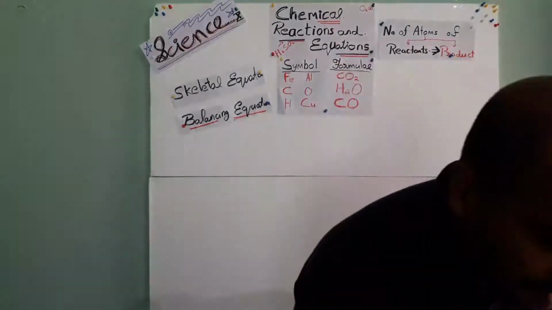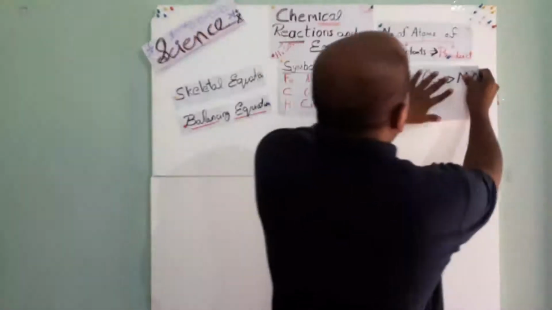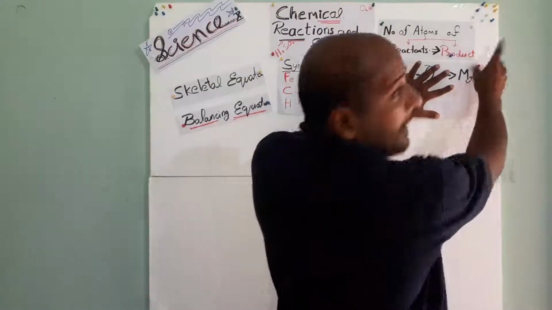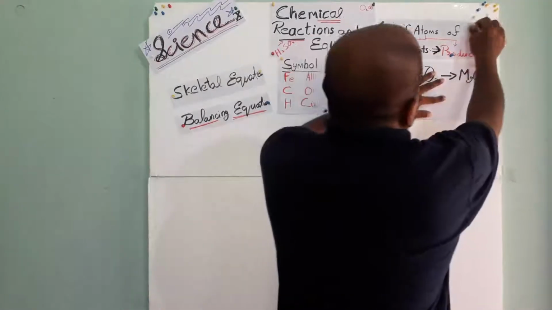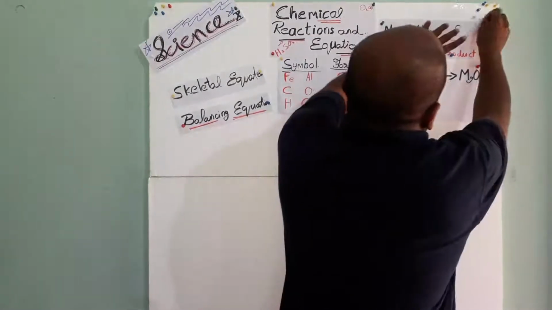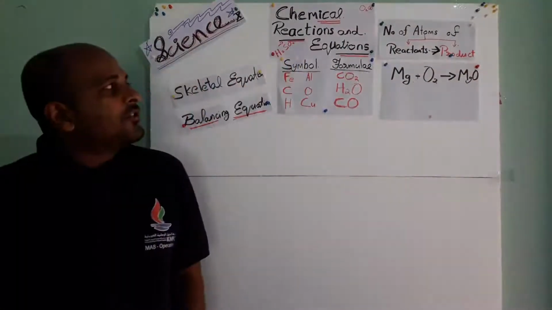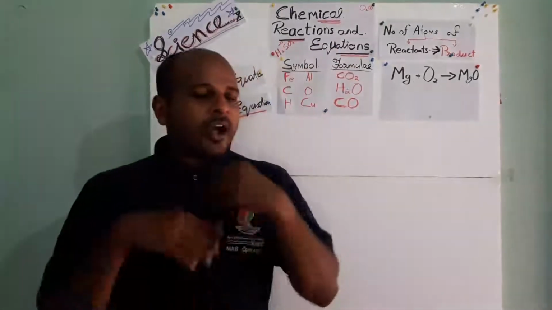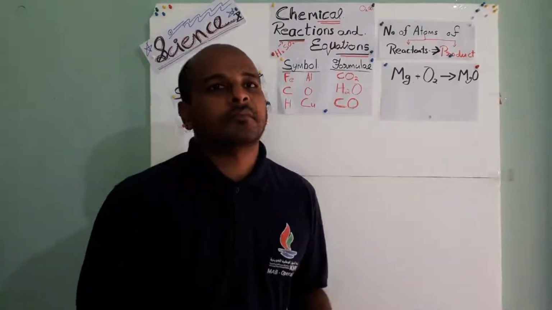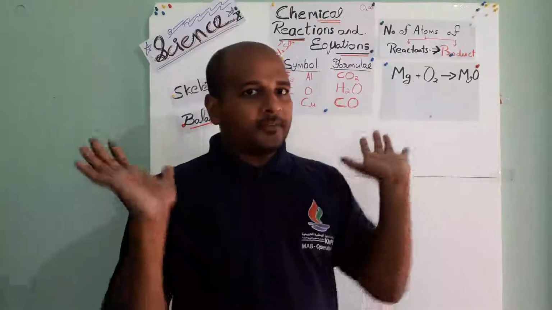That is the same thing we want to see while we are writing an equation in chemistry. See, here what are the things we got? We have magnesium plus oxygen gives us magnesium oxide. So as per Lavoisier's theorem, the reactants and products mass must be equal.